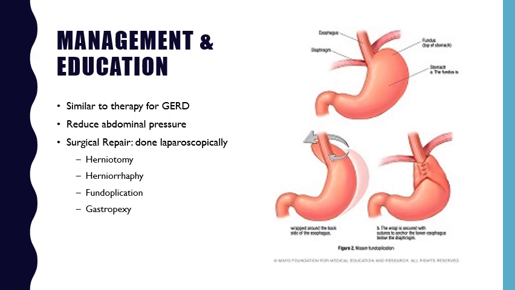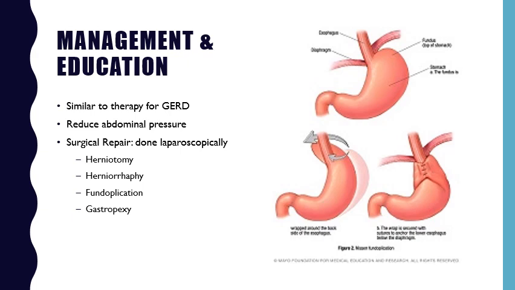And the number one way that we can fix this is through surgery. So we can do things like a herniotomy, which is the removal of the hernia sac. It works great for a rolling hernia. We could do a herniorrhaphy, which closes the defect. That would also be great for a rolling hiatal hernia, because then we could repair that damage that's in the wall of the diaphragm.